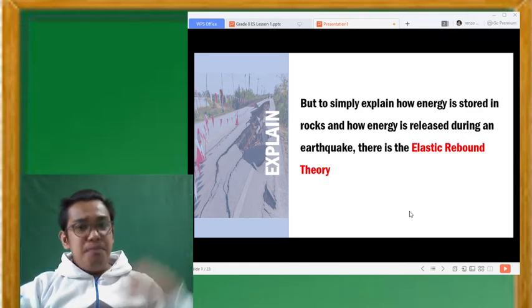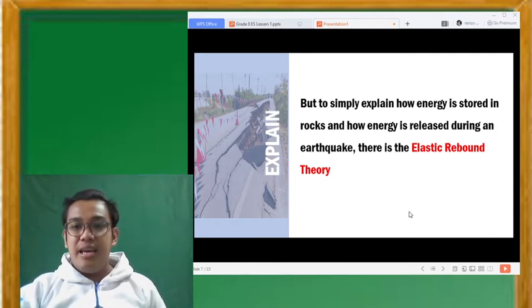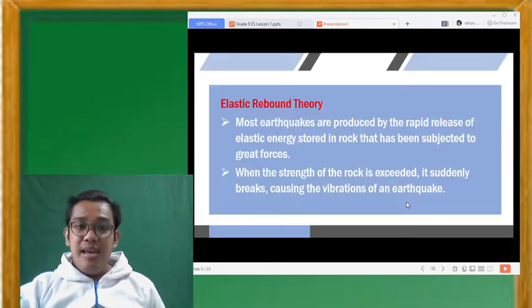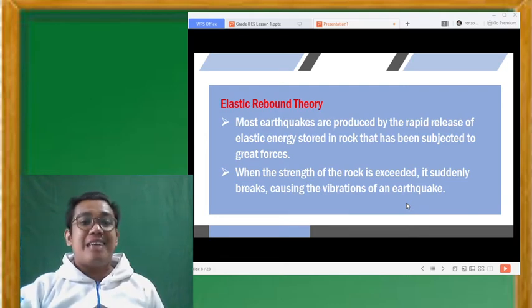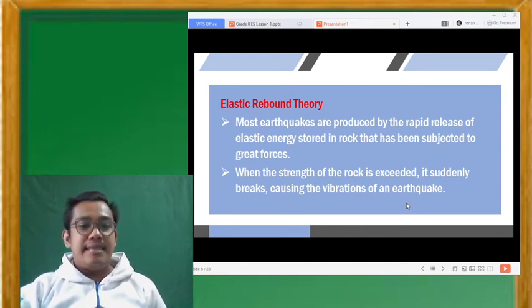But to simplify, to explain how energy is stored in rock and how energy is released during an earthquake, there is the elastic rebound theory. According to the elastic rebound theory, most earthquakes are produced by the rapid release of elastic energy stored in rock that has been subjected to great forces. When the strength of the rock is exceeded, it suddenly breaks, causing the vibration of an earthquake.